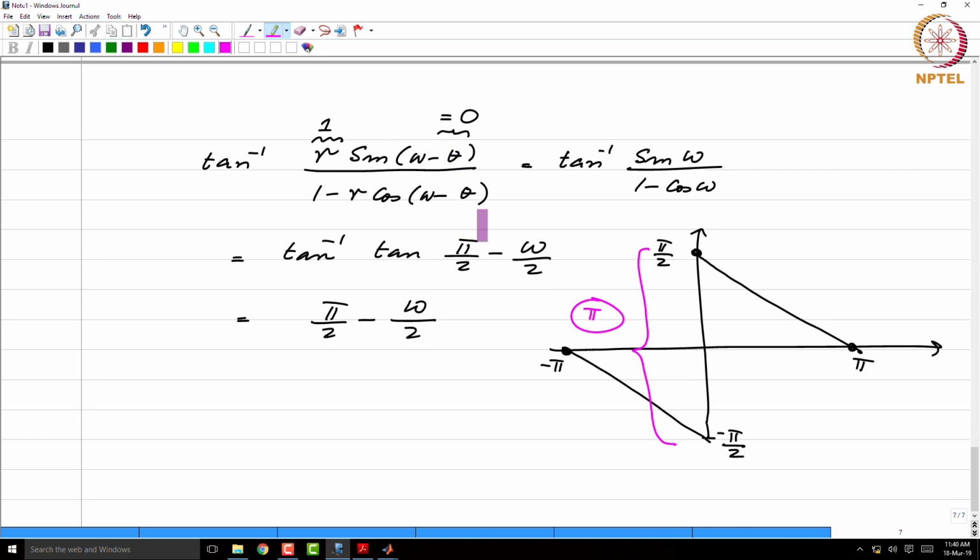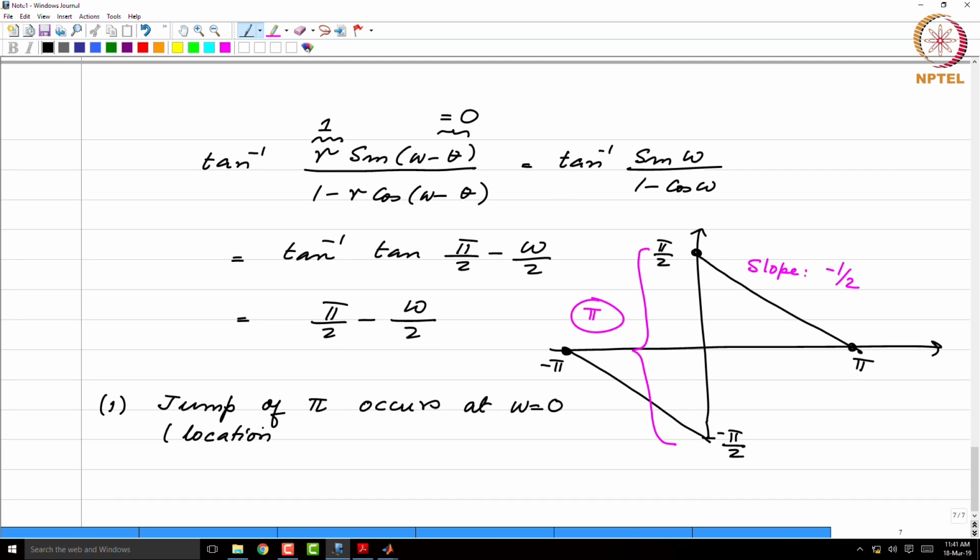0 location is. So, the jump will occur exactly at the location of the 0, and the slope of the curve happens to be minus half. Therefore, the points to be noted are: jump of pi occurs at omega equal to 0, and it happens at omega equal to 0 because that happens to be the location of the 0.